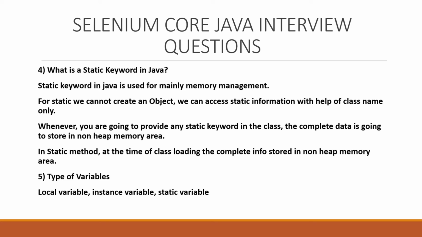Okay, what is a static variable? A variable that is declared as static is a static variable. It is declared inside the class, and outside the method also we are able to access it. But for instance variables, access modifiers are applicable.